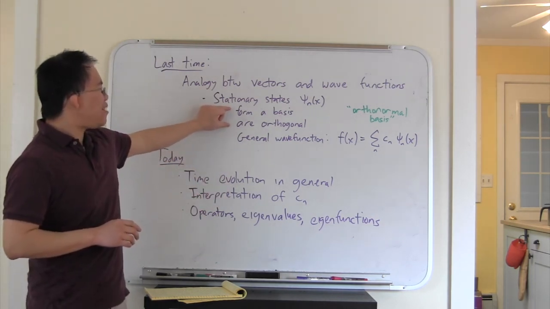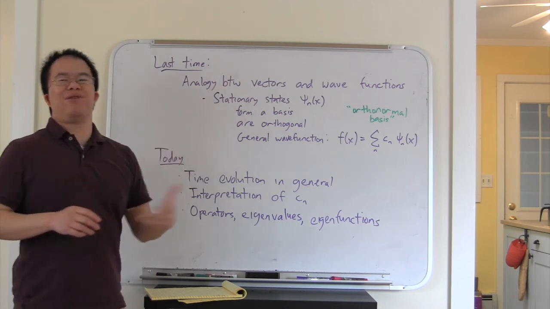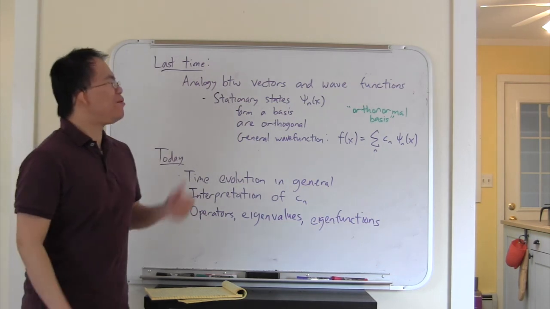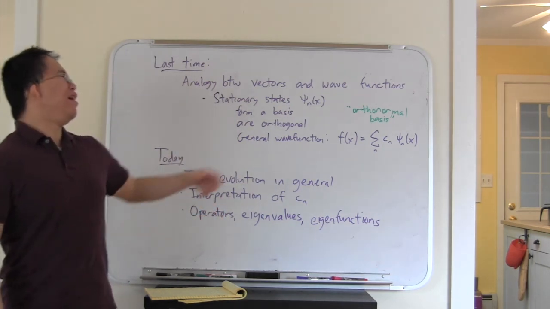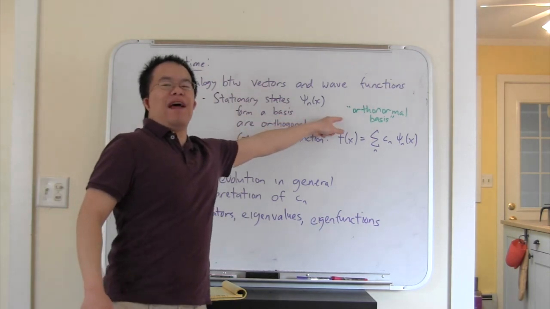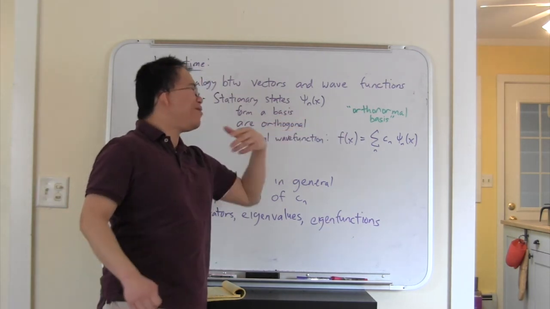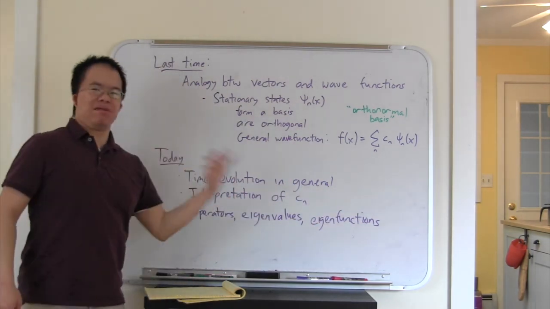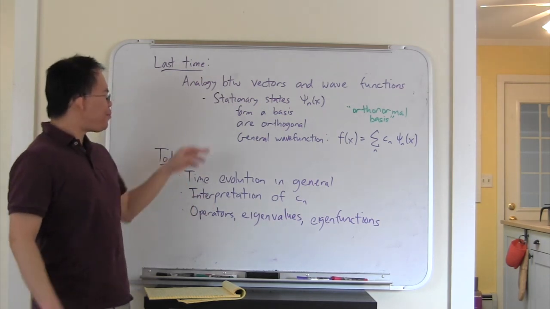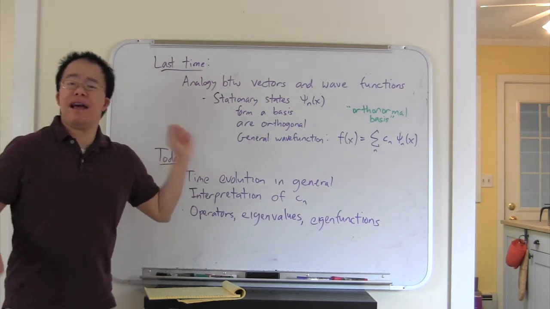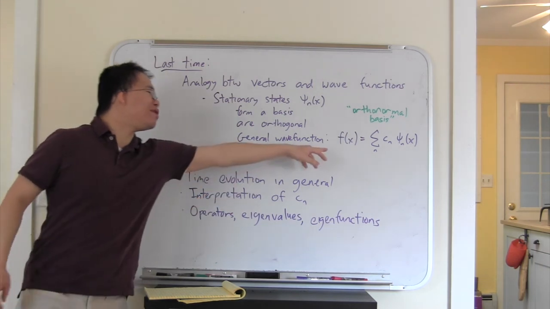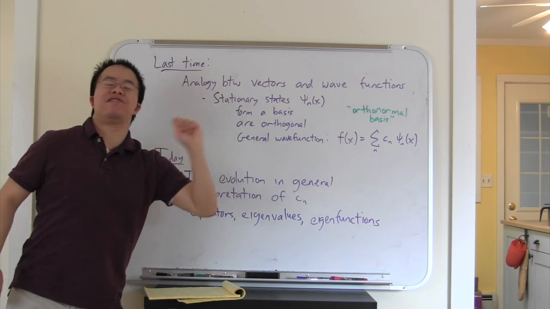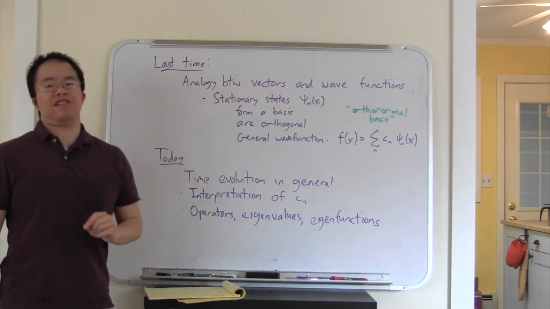The stationary states form a basis, they're orthogonal, and they are normalized. You will often hear the language that the stationary states form an orthonormal basis, so orthogonal plus normalized, orthonormal, and that's language you'll use more in 421. Then we talked about how any general or arbitrary wave function, which I'm just going to call f of x here, can be expanded as a sum of the stationary states.